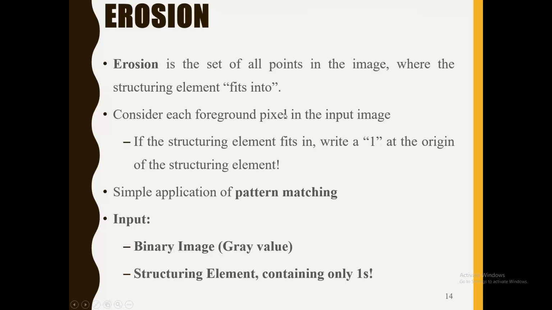Now, some basic properties of morphology are erosion. Erosion and dilation are the fundamental operations of morphology. Erosion is the set of all the points in an image where a structuring element fits into. Consider each foreground pixel in the input image. If the structuring element fits in it, write a 1 at the origin of the structuring element. It has a simple application in pattern matching.